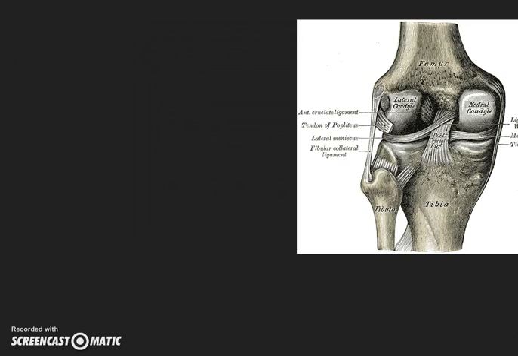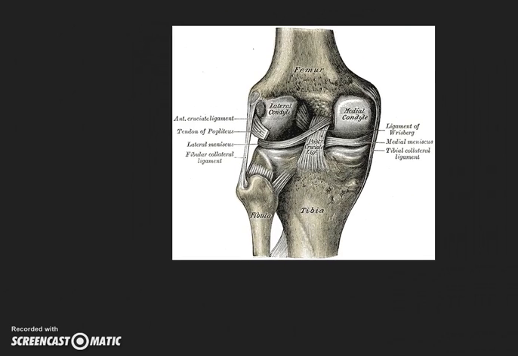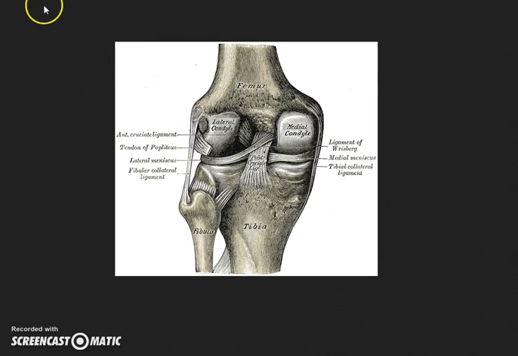I tried to find a picture. Here, I'm going to move you over a little bit. This is a back view of the knee, and it's showing some of the ligaments and stuff that are in there. But here you can see the lateral and medial condyle of the femur sitting on top of the tibia, and right there and right there are the menisci that are kind of like cushioning and stabilizing that joint.